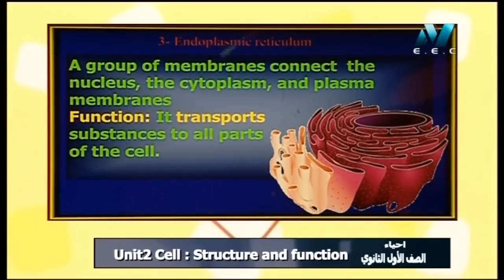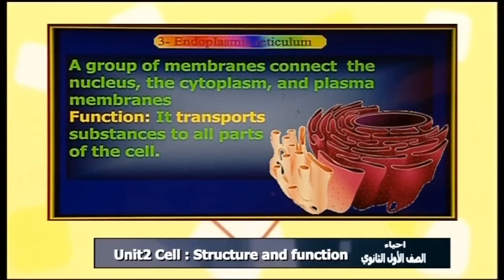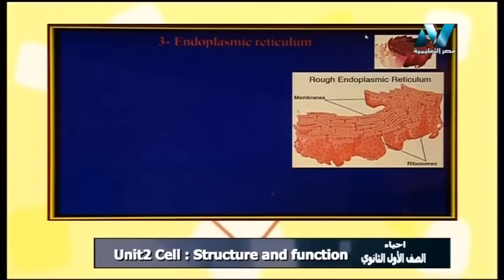endoplasmic reticulum. قدام حضراتكم الشكل اللي احنا شايفينه ده endoplasmic reticulum، which is the group of membranes connect the nucleus, the cytoplasm, and the plasma membrane. The function of the endoplasmic reticulum is the transportation or transport substance to all parts of the cell. يبقى كل الفولدز والممبرينز والساكس وكل الحكاية دي endoplasmic reticulum، بس هنقسمها ل two types of endoplasmic reticulum.